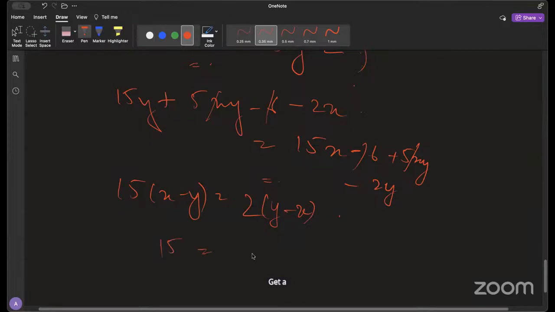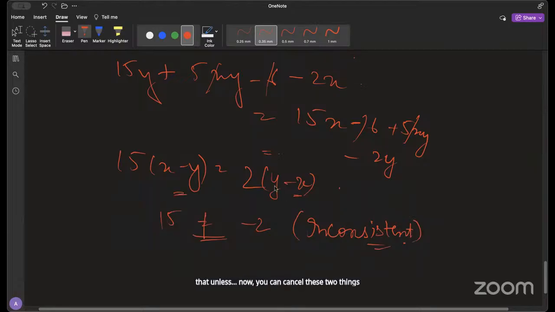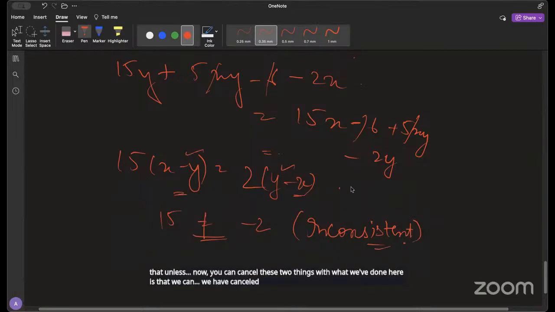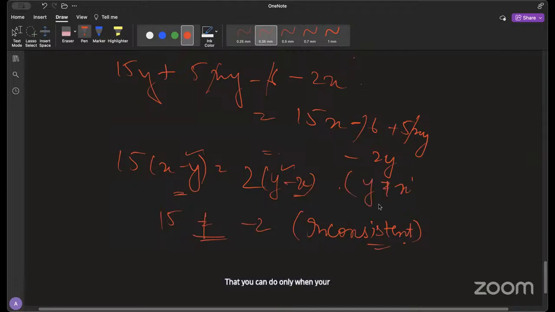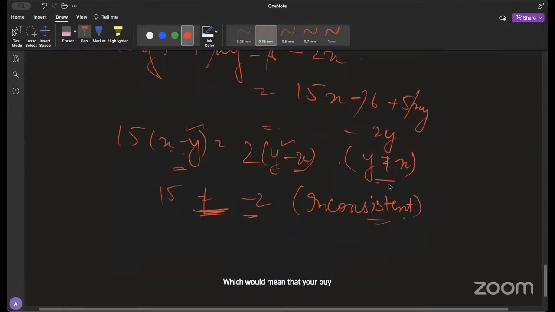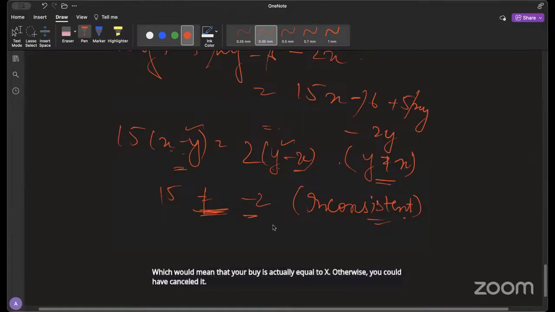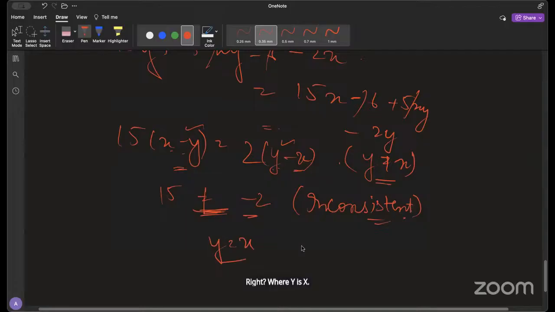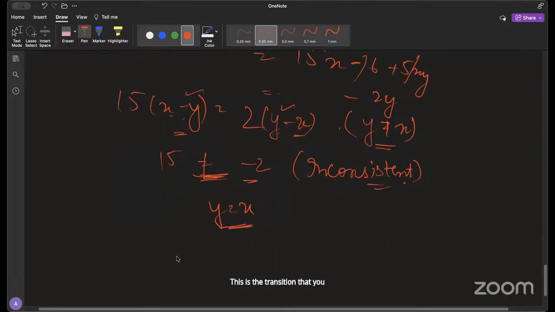We get a 15 and minus 2 thing, which is inconsistent. This is an inconsistent thing, which means that now you can cancel these two things. What we've done here is that we have cancelled these two factors. That you can do only when your y is not equal to x. So since this is not possible, this just means that you can't cancel these two factors, which would mean that your y is actually equal to x. Otherwise, you could have cancelled it, right? Where y is x. Is that okay? Yes, ma'am. This is the condition that you get at the end.